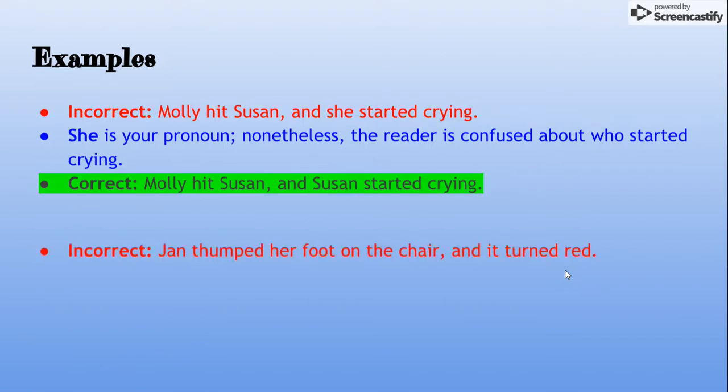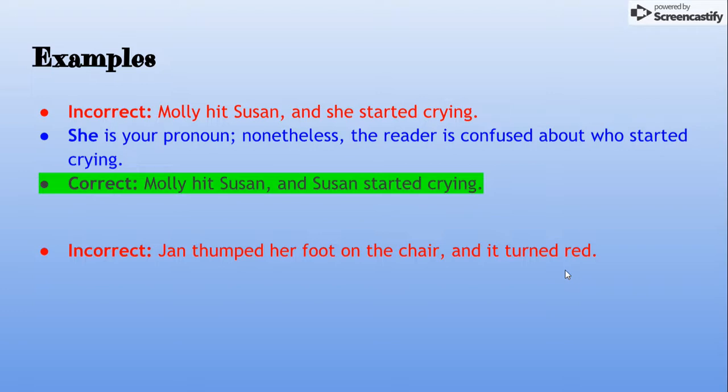Here's another one. Jen thumped her foot on the chair and it turned red. Here we have a problem. First of all, we got to identify our pronoun. In this case, we have Jen thumped her foot. We know her refers to Jen because there's an antecedent. But then we have the word it, and it turned red. My question is, what turned red? Is it the chair or Jen's foot?